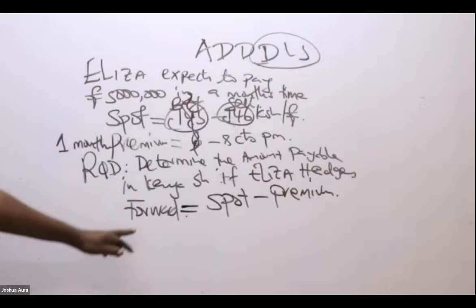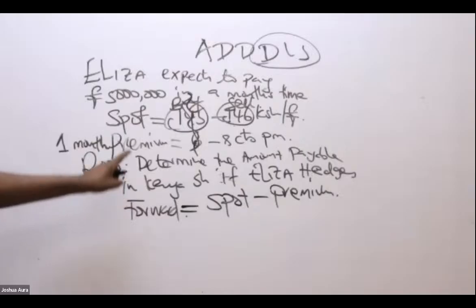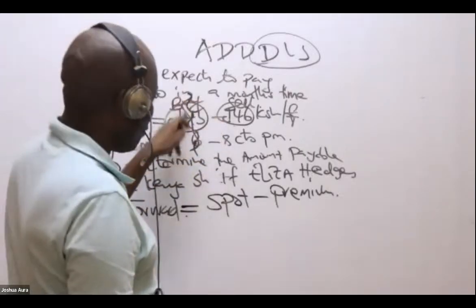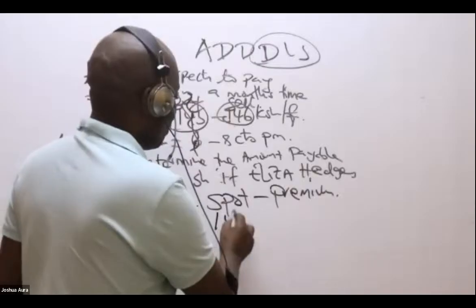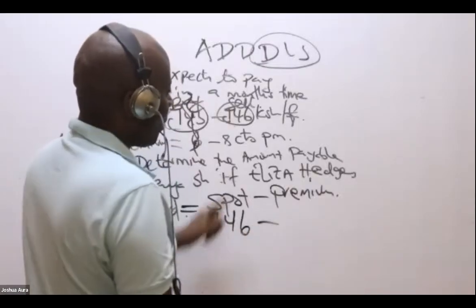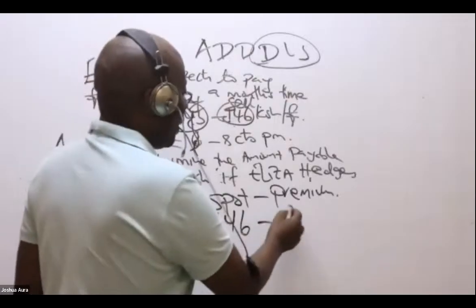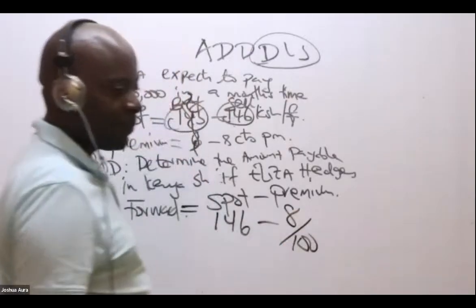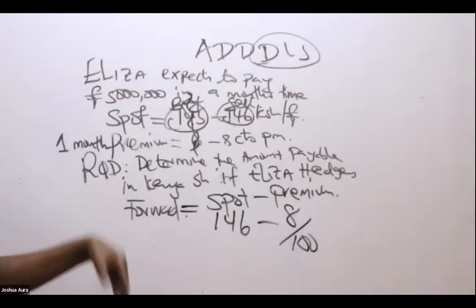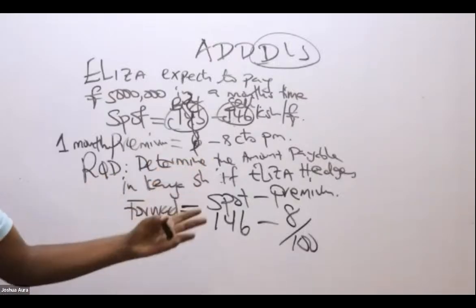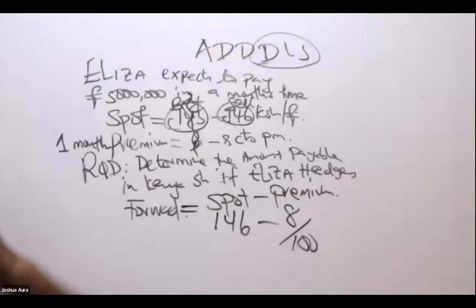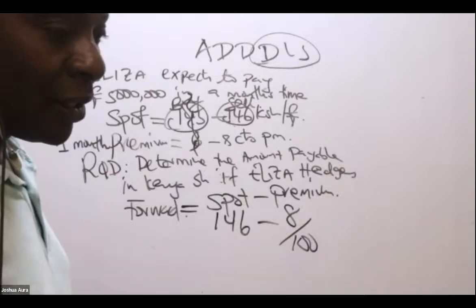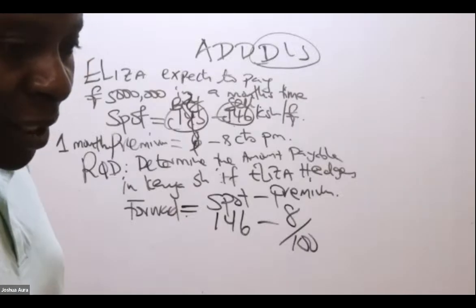This time around, they have given me the spot. So the spot I should use, having canceled this, is 146. I say minus premium. Premium on this column is 8 cents, so 8 divided by 100, because whenever it is cents, we must always divide by 100 to convert it to the big currency. So could you kindly give me this figure? 146 minus 8 divided by 100 gives me what, ladies and gentlemen? It gives me 145.92.